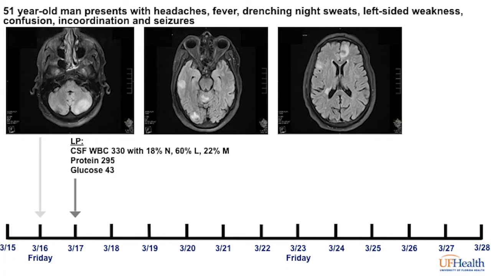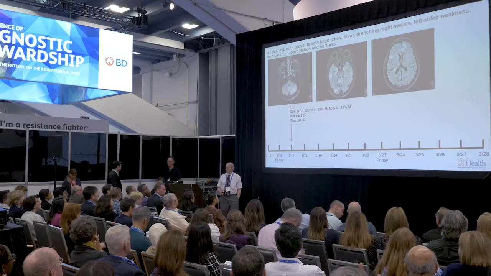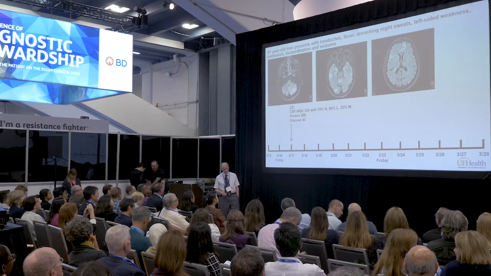And his spinal fluid did have a high white count, 330. It had a high protein, but a normal glucose. And then, of note, the white cells were predominantly lymphocytes.